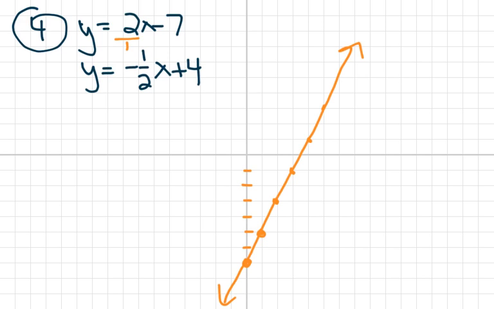The second equation has a y-intercept at 4. Here's 4 on the y-axis. And the slope is -1/2. That means to go down 1, right 2, down 1, right 2, down 1, right 2.